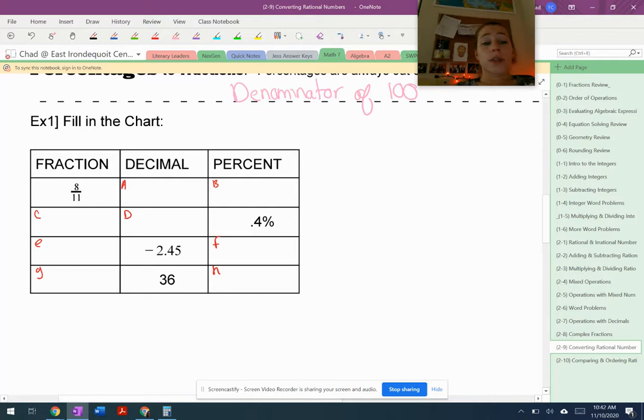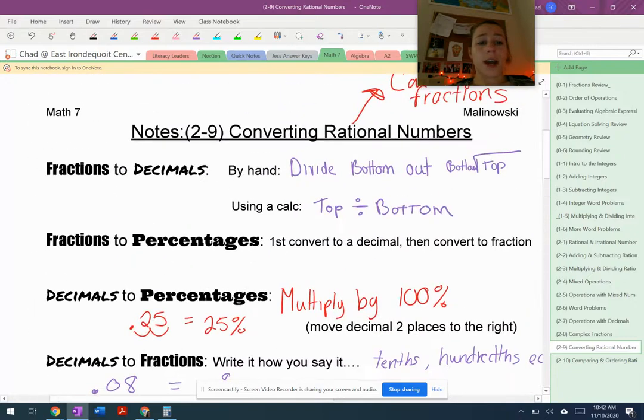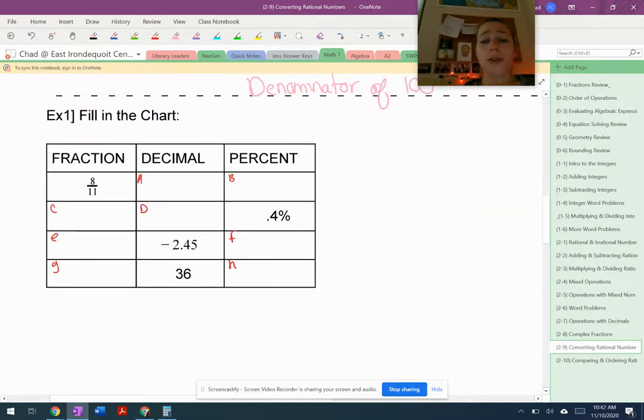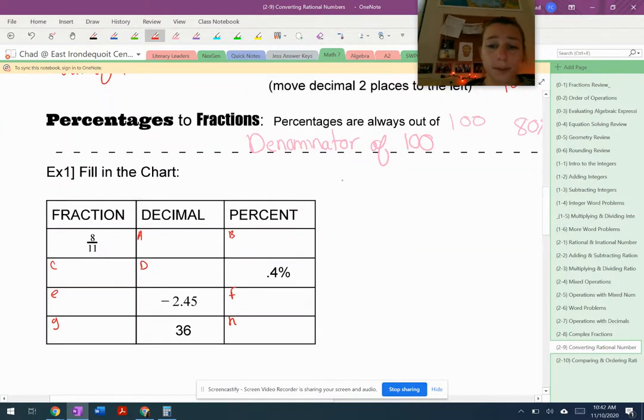For this first row, they start me off with a fraction, and they're asking me to convert that into a decimal. If I go back to my notes, to convert a fraction to a decimal by hand, I divide the bottom out, or I can use the calculator. I'm going to show you by hand just so you have an example. This is also another reason why I labeled these, so I can keep track of my work. It says to divide bottom out, so I'm dividing 11 into 8.